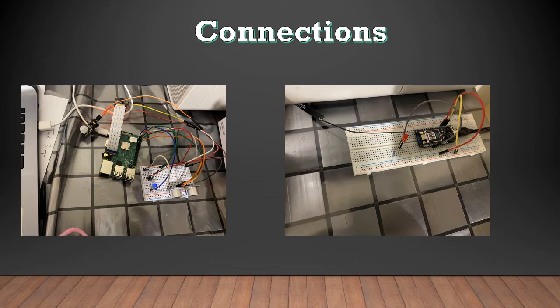Whereas for the ultrasonic sensor, VCC is connected to pin 2. Trig is connected to pin 12, which is GPIO 18. Echo is connected to pin 18, which is GPIO 24, while ground is connected to pin 6. For the LED, it's connected to ground of the Raspberry Pi, which is pin 6, and the other end is connected to pin 3, which is GPIO 2.